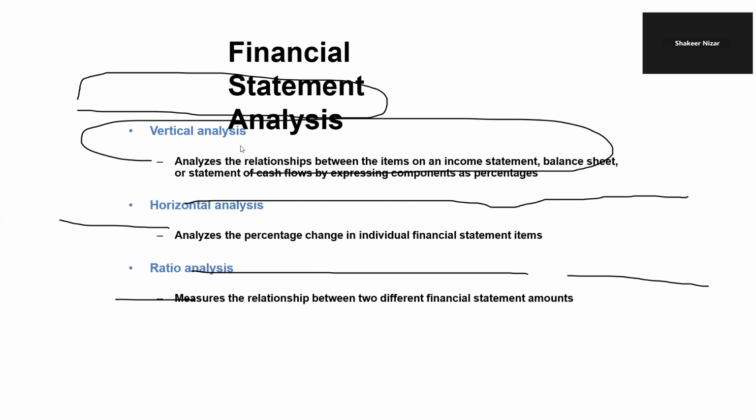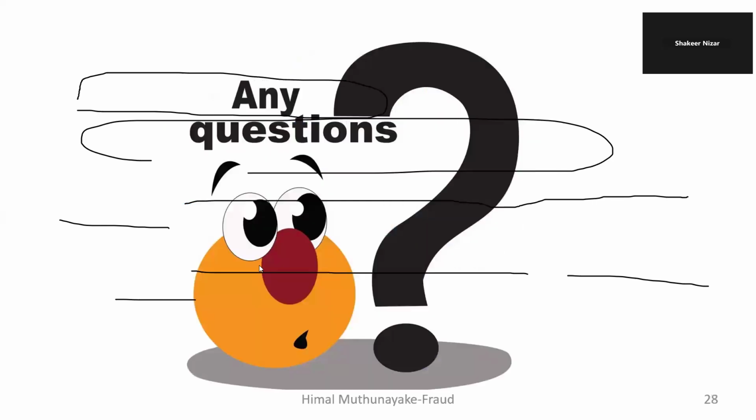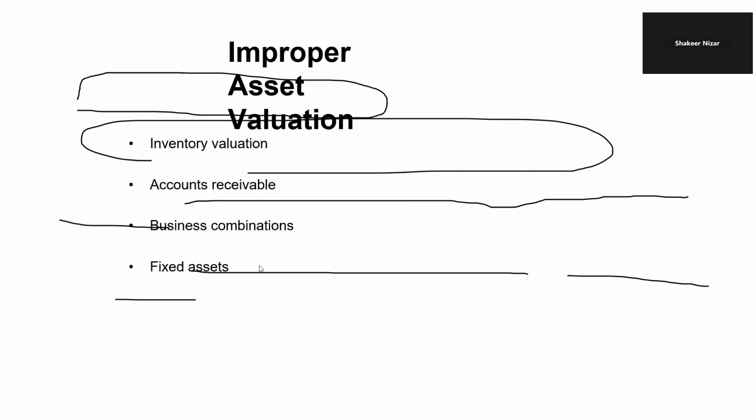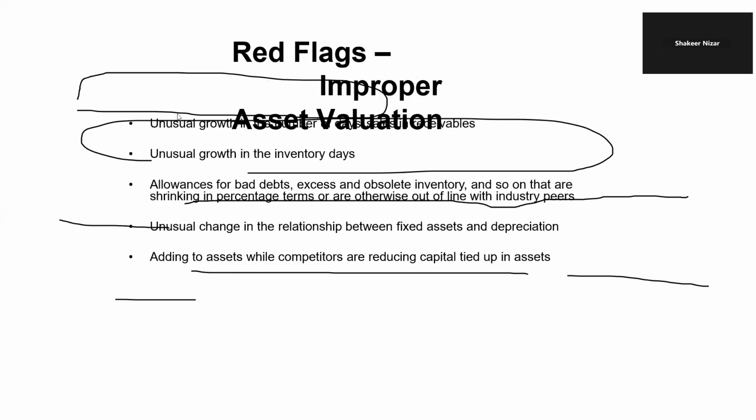Financial statement analysis: vertical, horizontal, and ratio analysis. So, any questions, if you have, please. Inventory valuation, improper asset valuation, accounts receivable, business combinations, fixed assets. Red flags: unusual growth.